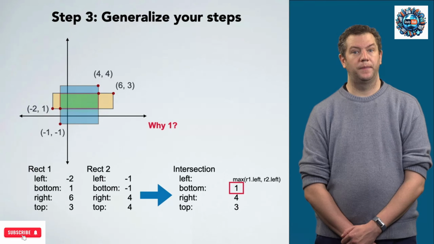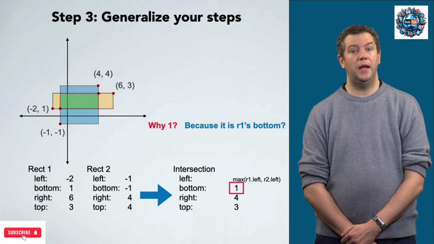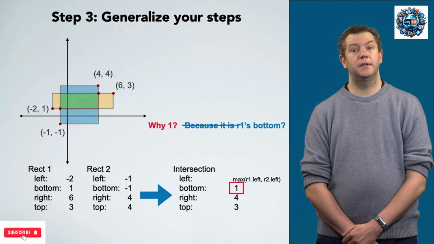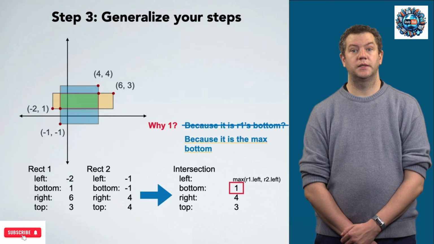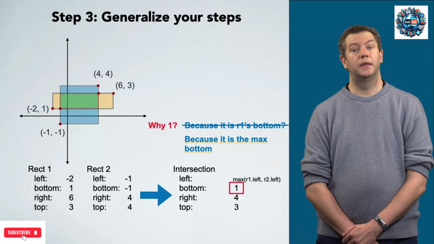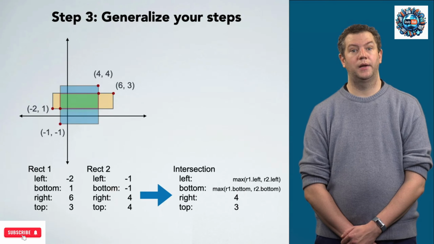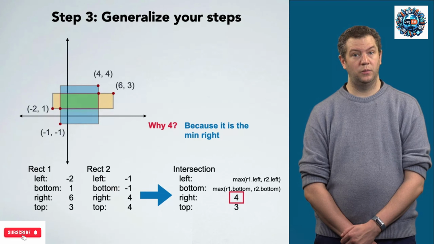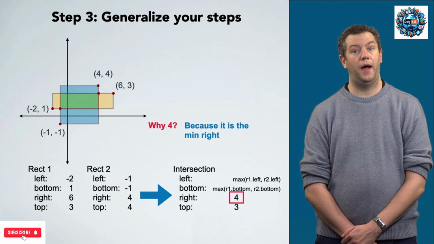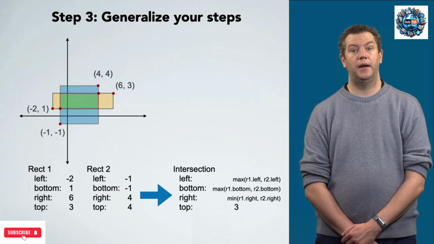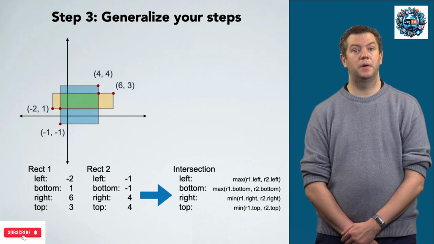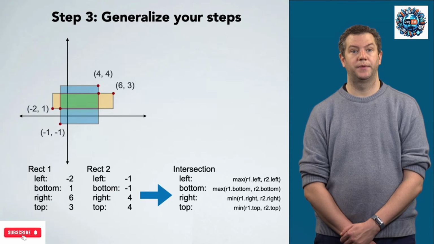What about the bottom? Why was it 1? Again, we might think that it was because it was the first rectangle's bottom, but this runs into the same pitfall that we just discussed. It is actually the larger of the two rectangles' bottoms. We then go through similar thinking for the right, which is the minimum, not the maximum, of the two rectangles' right sides. Lastly, the top is the minimum of the two input rectangles' tops.